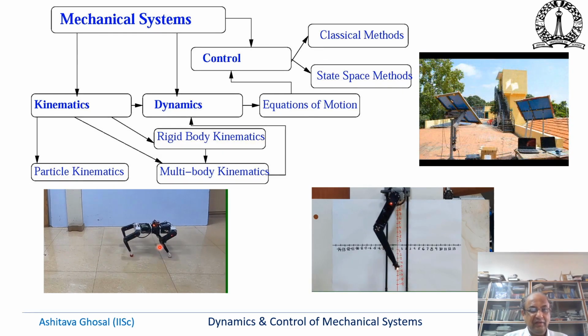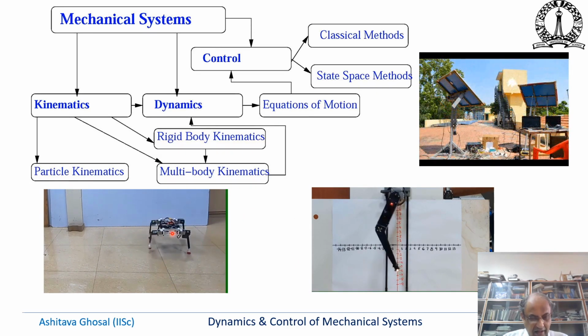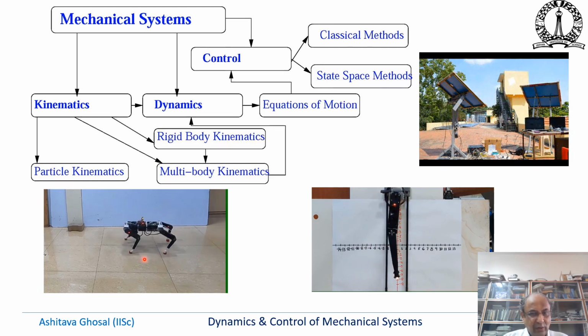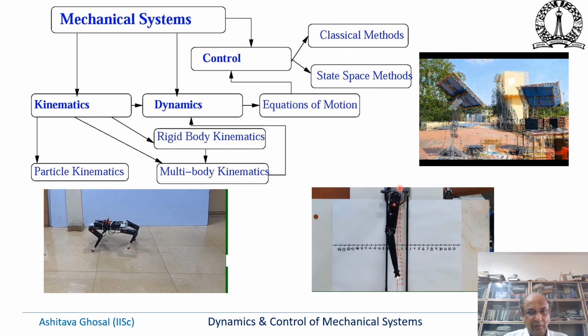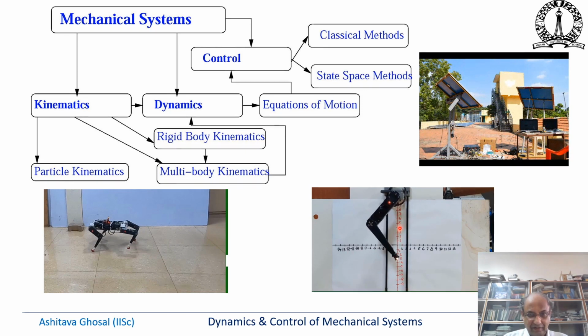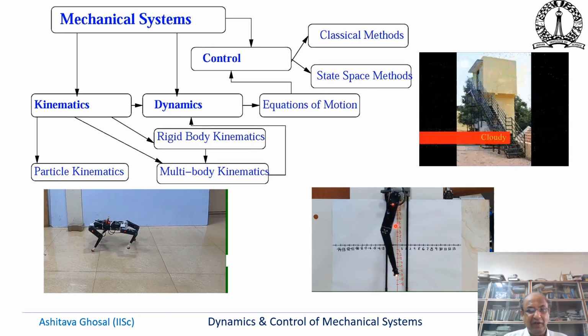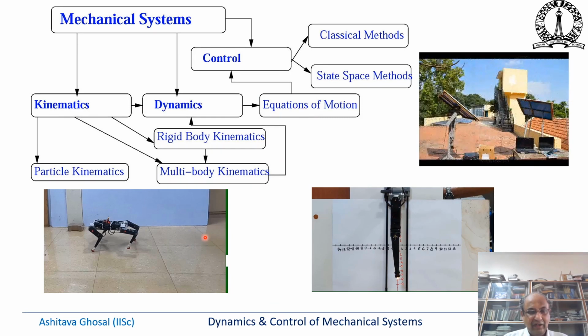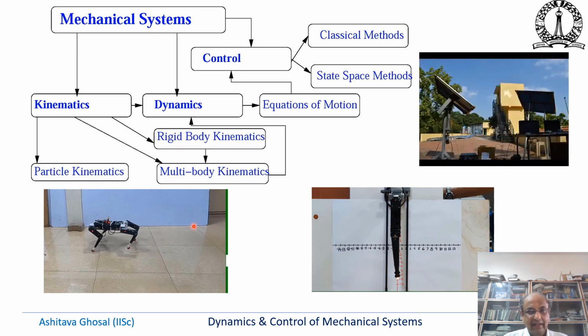These 2 pictures at the bottom, which show the video, are of a 4-legged quadruped which we were building. Each one of the legs of this quadruped is shown here, and how it behaves. It is basically a 2 degree of freedom system. So once we study kinematics, dynamics, and control, we will be able to study, analyze, and design such mechanical systems.